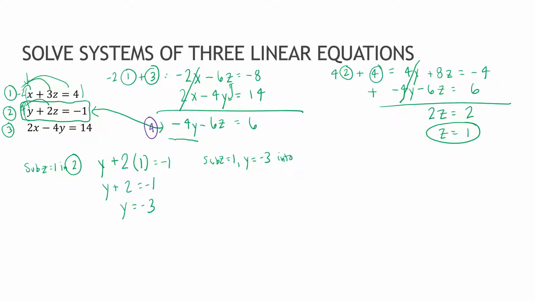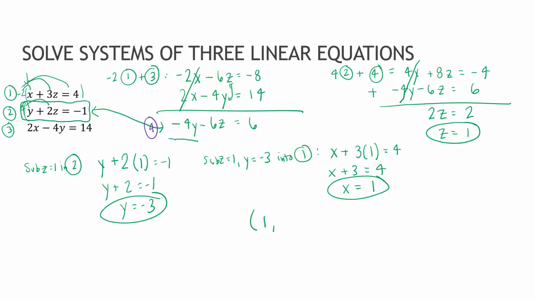Now I'm going to sub that z is 1 and that y is negative 3 into any of my original equations that includes an x, because I'm solving for x, so I have to choose 1 or 3. Let's choose 1. If I sub, I'm solving for x, there is no y, so I don't have to worry about the negative 3. I'm going to take 3 times z, which is 1, equal to 4. So x plus 3 equals 4, subtract 3, x is 1. So what is my solution? 1, comma, negative 3, comma, 1: x, y, z.